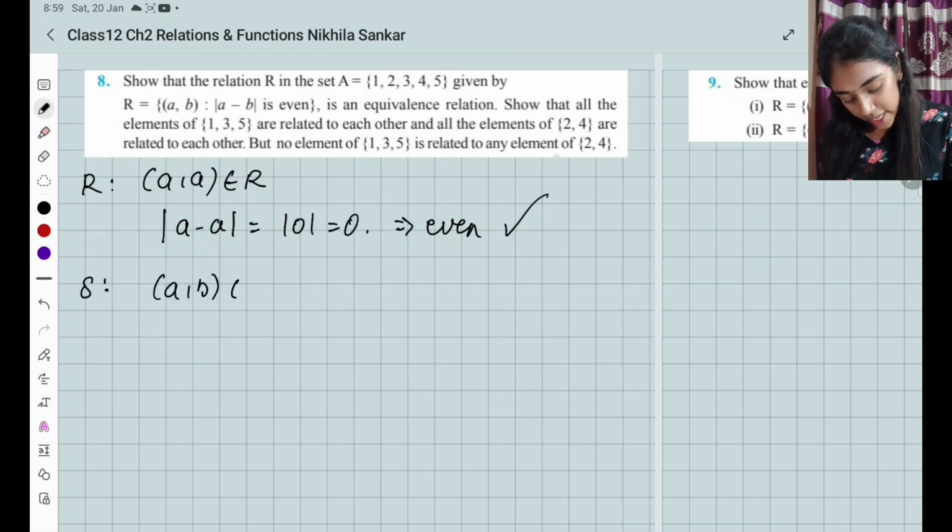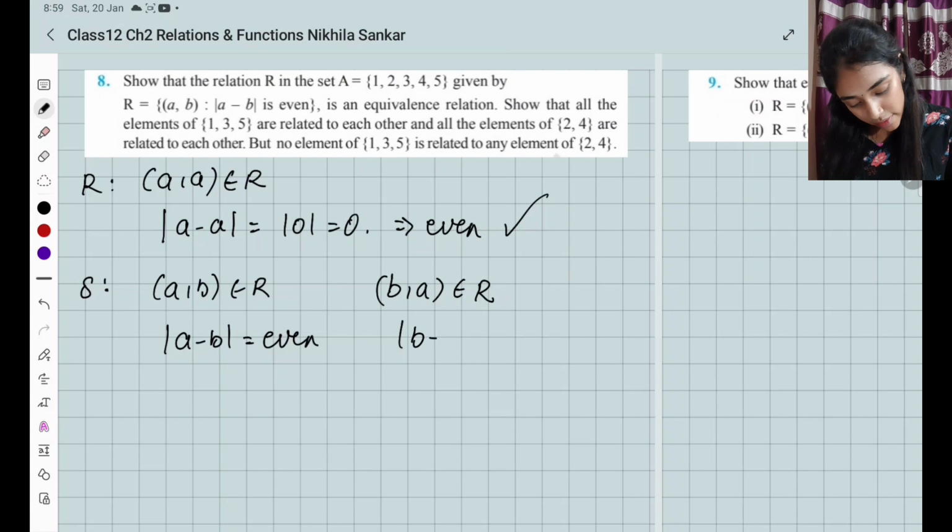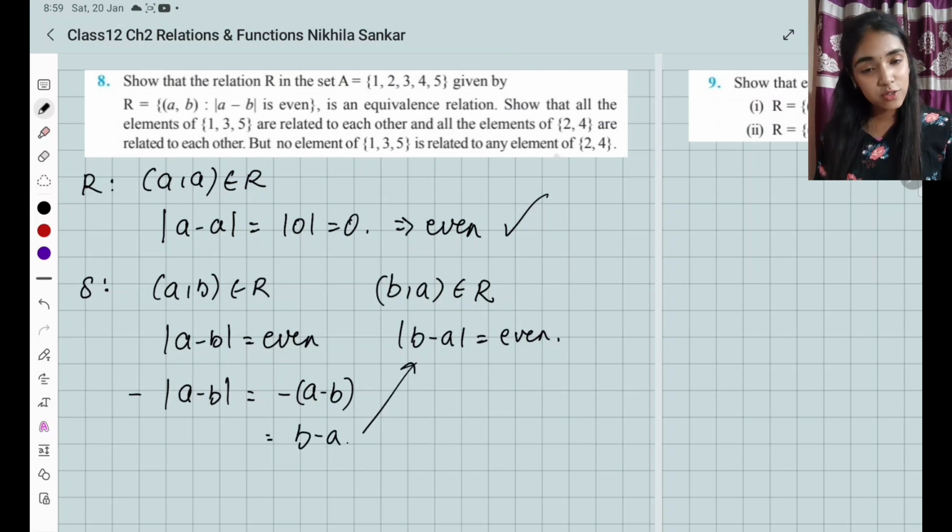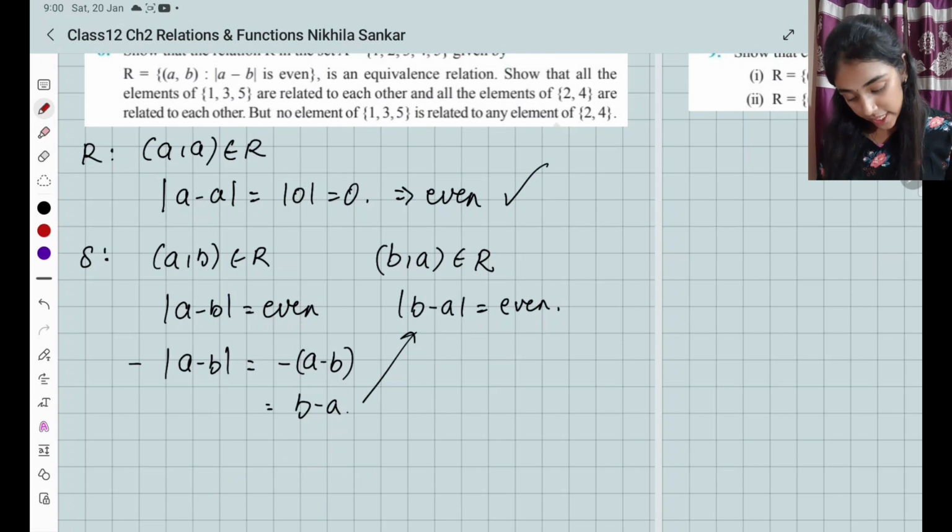You have (a, b) belongs to R. So you have |a − b| is going to be even. Okay, we have proved this. So if (b, a) belongs to R, then |b − a| is also going to be even. Correct? Now, if you take the minus of (a − b), when the modulus is removed, you get b − a. So this is going to be even also. So you can take an example and prove it.